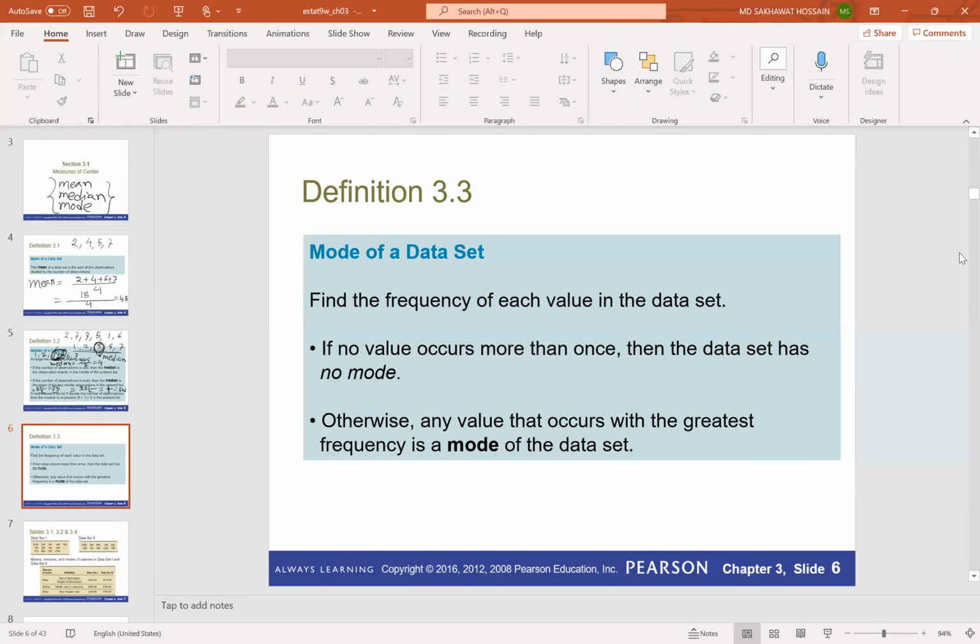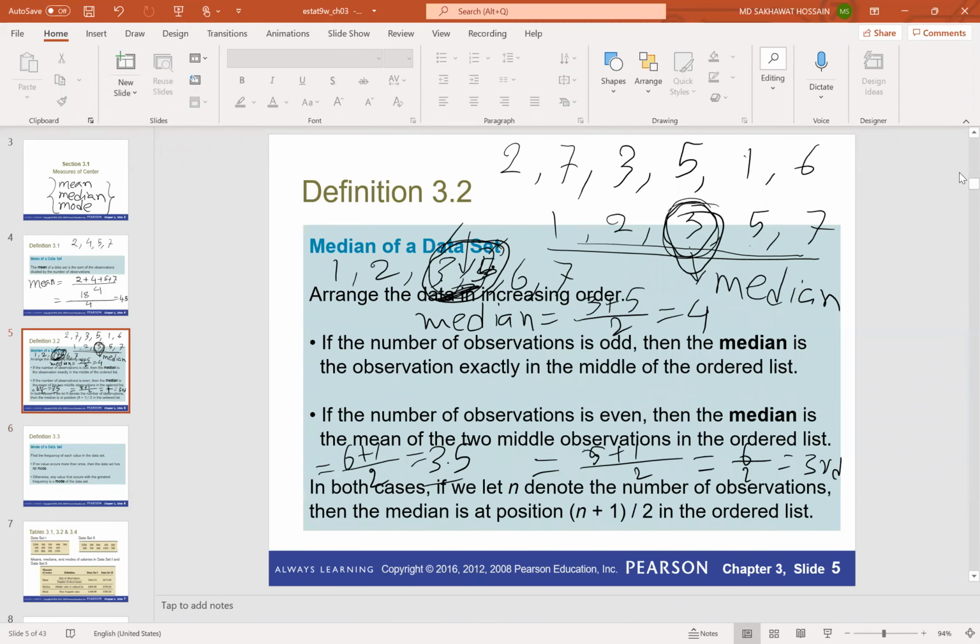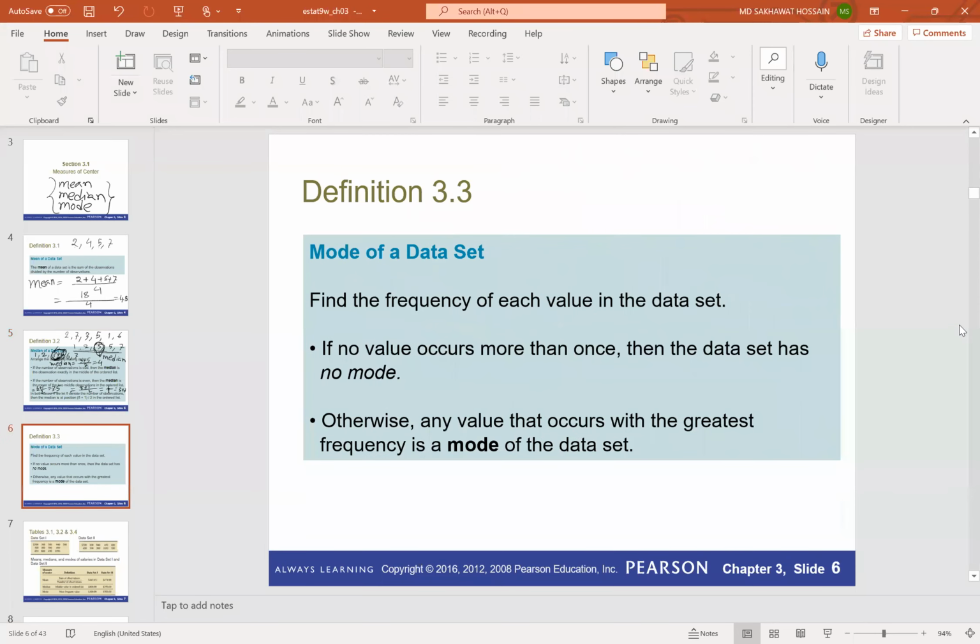Okay, so anyway, simply you can say if the number of observations is odd, then the value exactly in the middle is the median. If the number of observations is even, then you have to take the average of the two middle values.